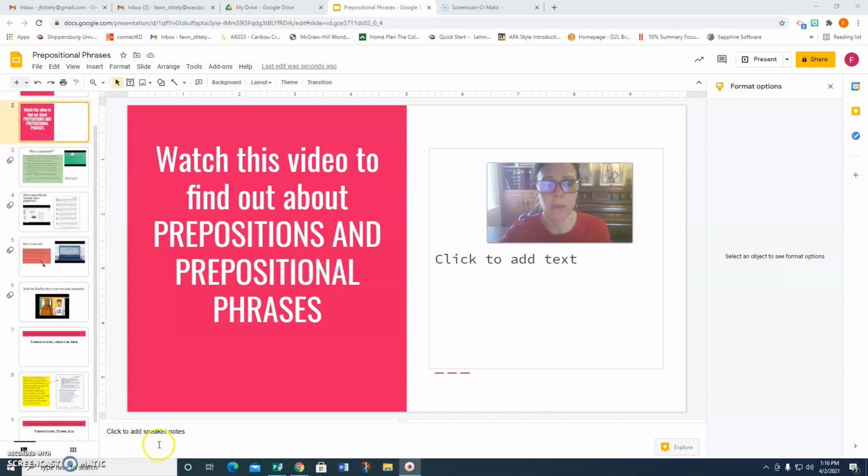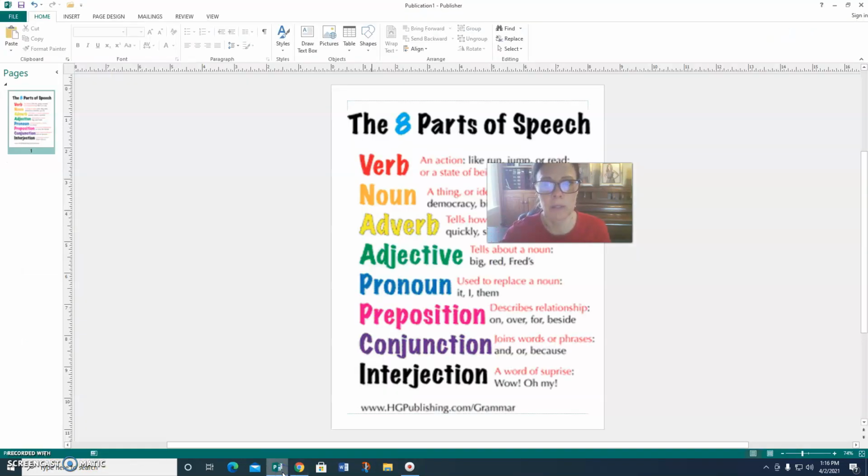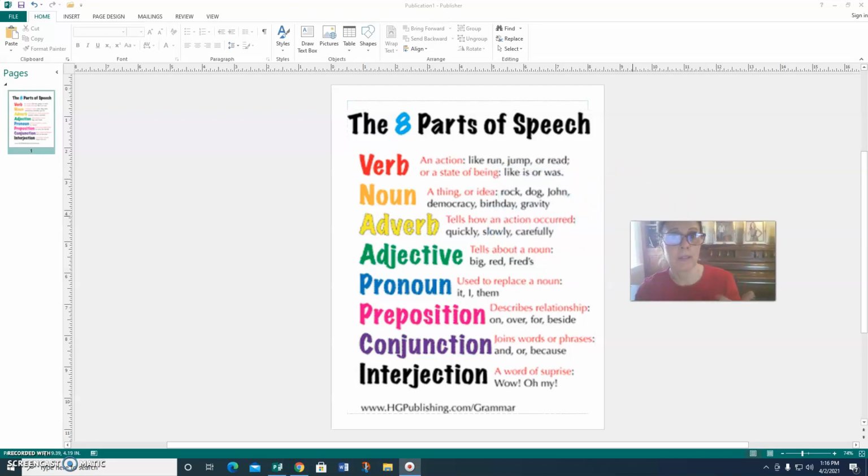Back several months ago, we talked about the 8 parts of speech. The 8 parts of speech are verb, noun, adverb, adjective, pronoun, preposition, conjunction, and interjection.